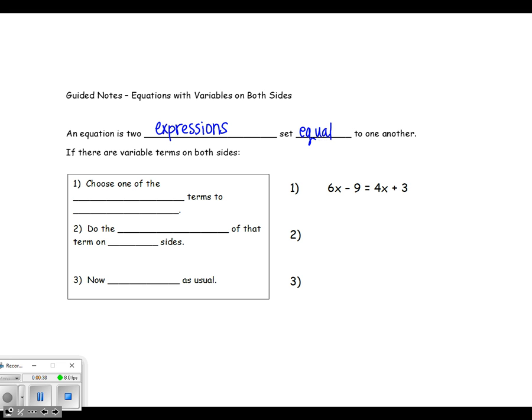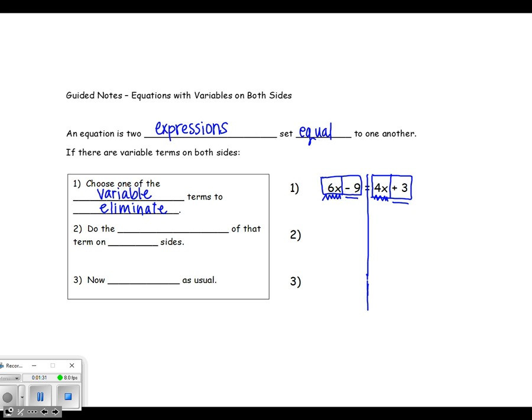So if there are variables on both sides, the first step, you are going to choose one of the variable terms to eliminate. How am I going to eliminate a variable term? And how do I decide which term I'm going to eliminate? So first thing I want to do is divide up my equation by drawing a line with the equal sign. Then I'm going to put a box around each side and separate my terms. Okay? I've got a variable term, constant term, variable term, constant term. I can't combine any like terms on either side because I have two different terms on both sides.